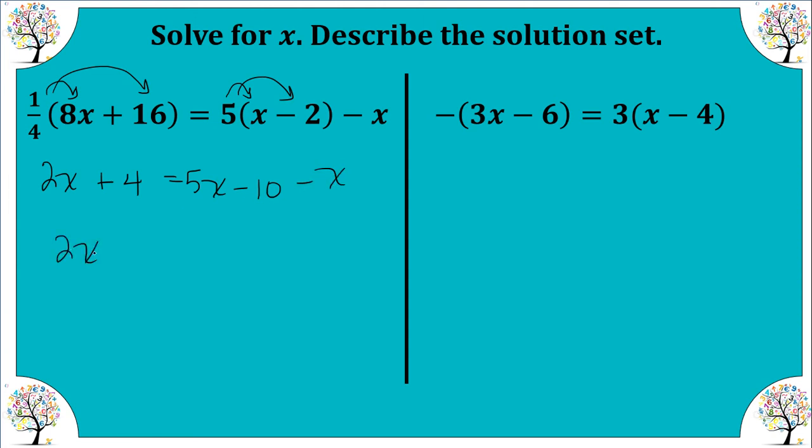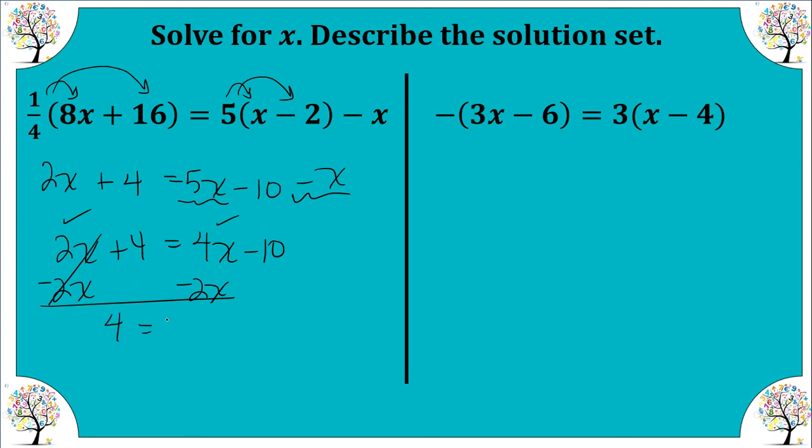Let's bring down 2x plus 4. We're going to combine the 5x minus 1x, that's 4x minus 10. We do have variables on the left and the right. They're not the same, they're not going to cancel, so we're going to address the smaller variable and remove it from the left side by subtraction. We're going to bring down positive 4 equals 2x minus 10.